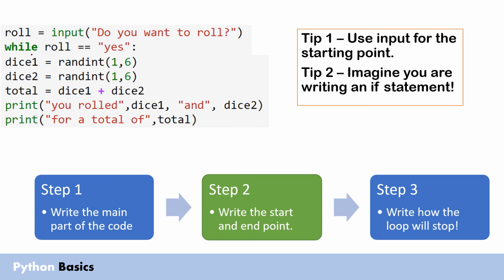So in this case, we have the roll. Do you want to roll? So that's my starting point. Do you want to roll the dice? And that tends to be an input, okay, as a big tip. So I've put 2 tips on the screen just to remind you. So that's tip 1, put the starting point in, and that tends to be an input. Then we do the second one.